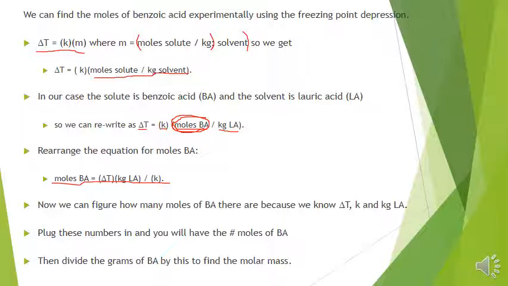Now you have delta T. You have kilograms of lauric acid. Make sure that you change grams to kilograms. And you have K. So multiply these two together, divide by K, and you get the moles of benzoic acid. Then you have your grams of BA, benzoic acid, from the previous slide. Divide that by the moles, and you get molar mass. So it's that simple.